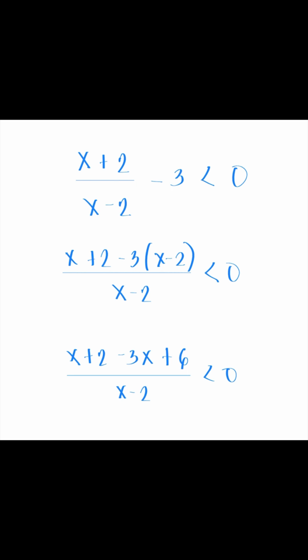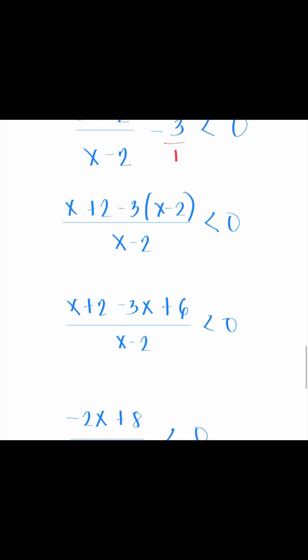Now, the LCD is x minus 2. So let's divide x minus 2 to the denominator x minus 2, times x plus 2. And that is now x plus 2, minus x minus 2 divided by 1, times 3. And that is now 3 times x minus 2 is less than 0. Then let's simplify the numerator. We have x plus 2, bring down minus 3x, distributive property, plus negative 3 times negative 2 is positive 6, over the denominator x minus 2 is less than 0.